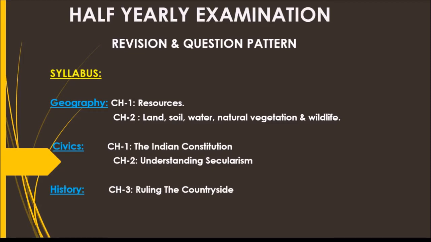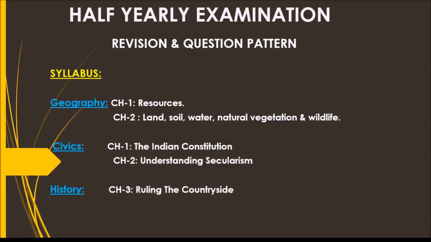This includes the right to freedom of speech and expression, the right to form associations, the right to move freely and reside in any part of the country, and the right to practice any profession, occupation or business. And the third one is the right against exploitation. The Constitution prohibits human trafficking like forced labor and employment of children under 14 years of age.